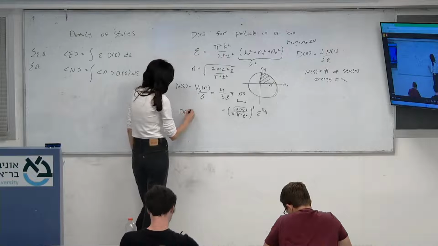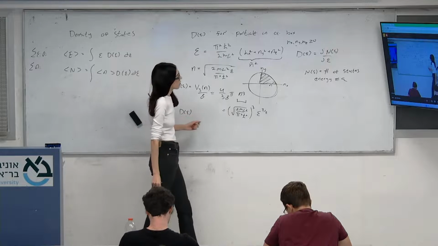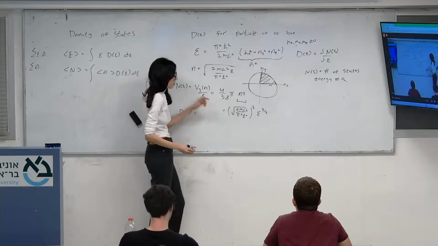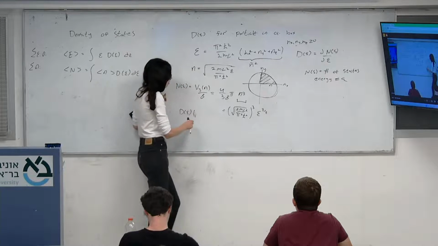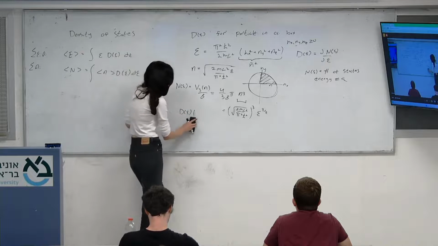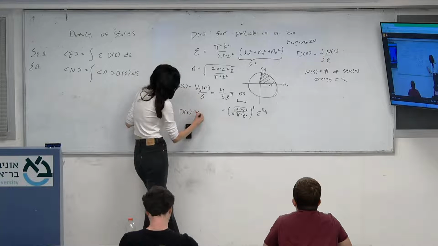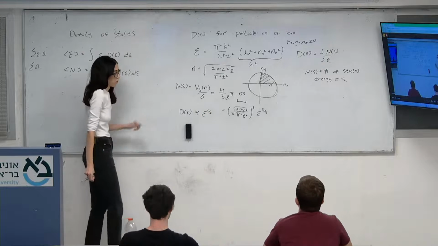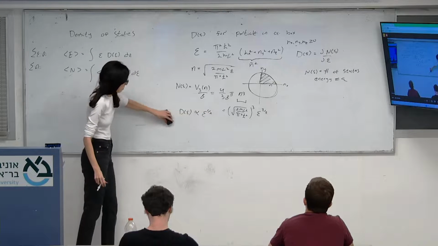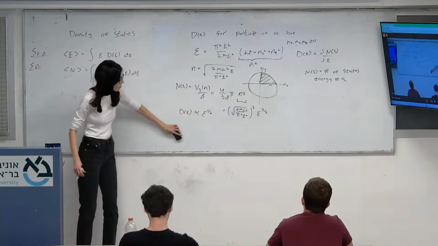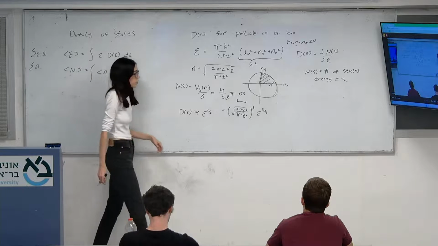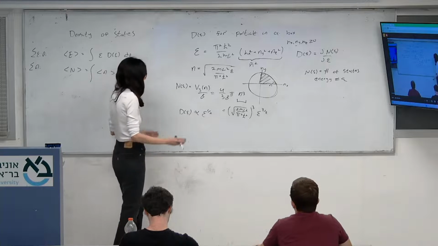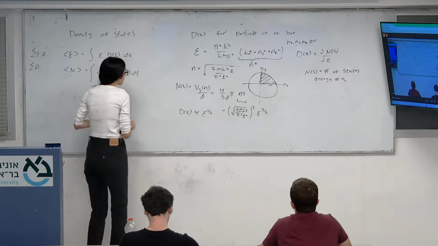Then the density of states, which is what you're looking for, is the derivative of that with respect to epsilon. You don't care about the coefficient, so this is going to go like epsilon to the power of 1 over 2. Why don't we need the coefficients? You can calculate the coefficient, but I just want to show how to get the density.